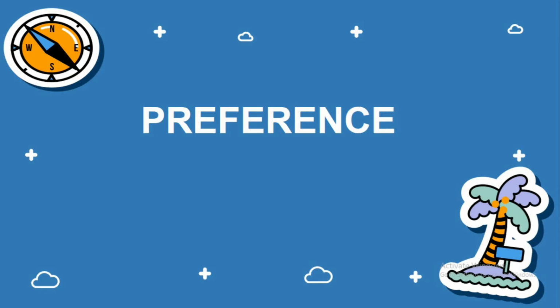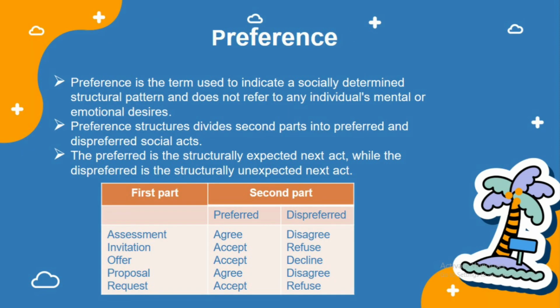And the last is about preference. Preference is the term used to indicate a socially determined structural pattern, and it doesn't refer to any individual's mental or emotional desires. Basically, a first part that contains a request or an offer is typically made in the expectation that the second part will be an acceptance. An acceptance is structurally more likely than refusal. This is structurally called preference.